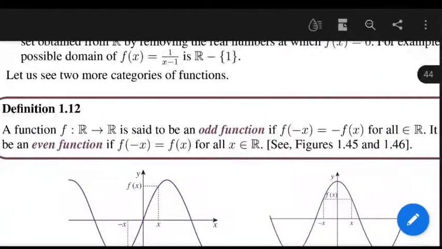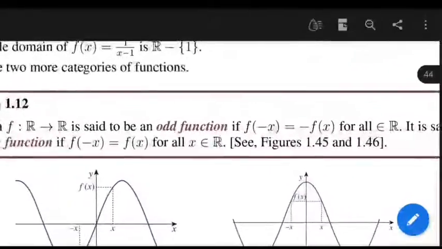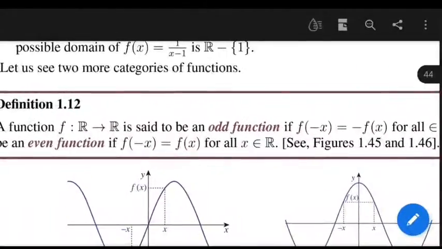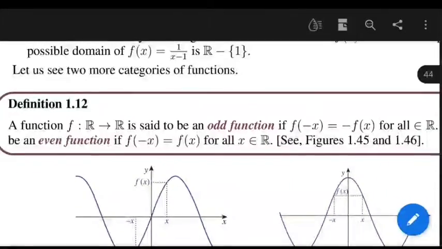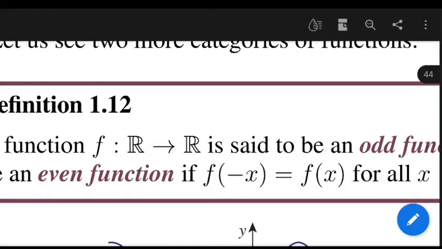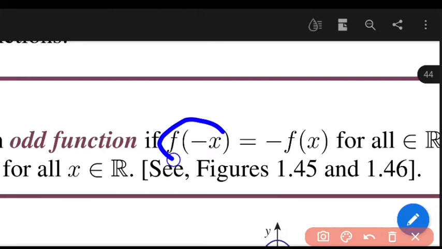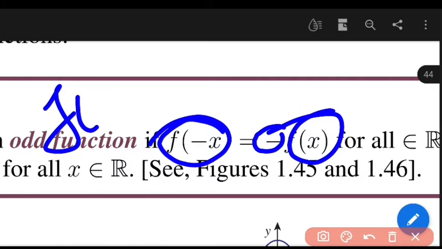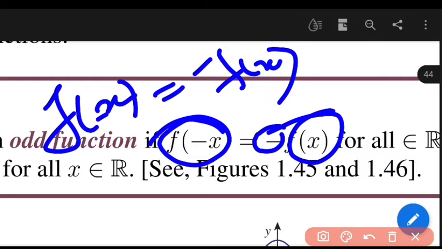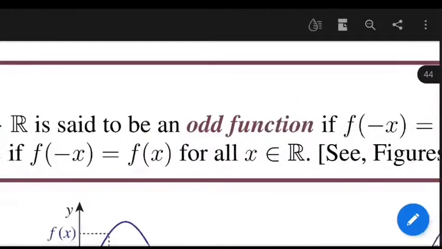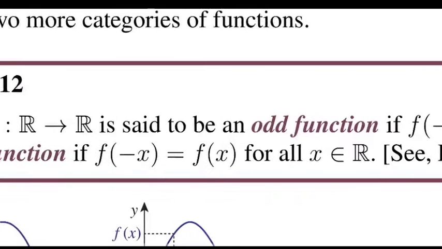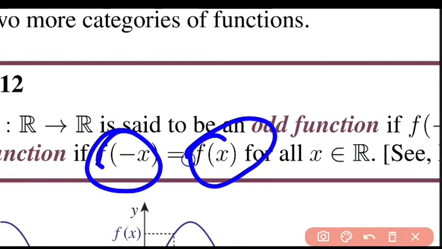Next, a very important definition: odd function and even function. First, a function f from R to R is said to be an odd function if f(minus x) equals minus f(x). If f(minus x) equals plus f(x), it's called an even function.